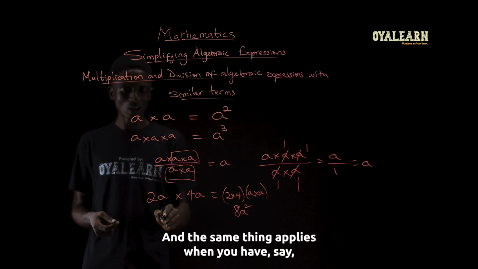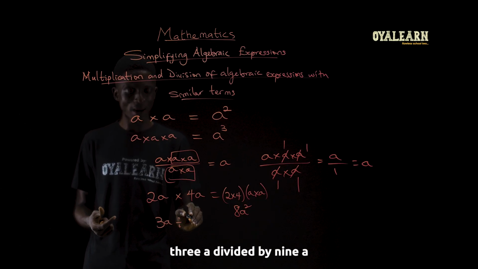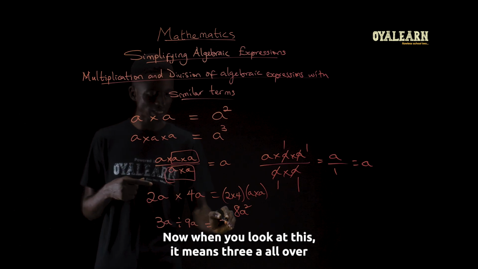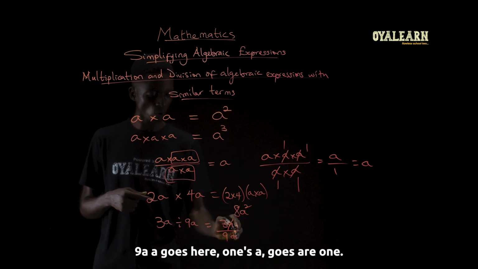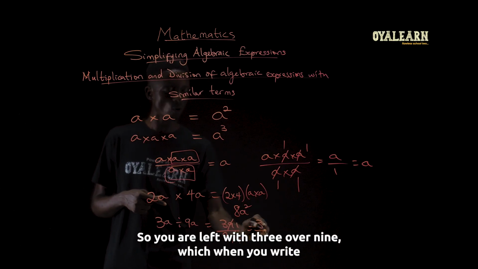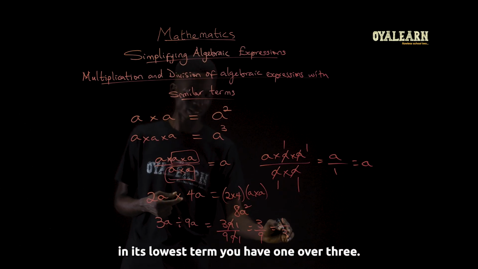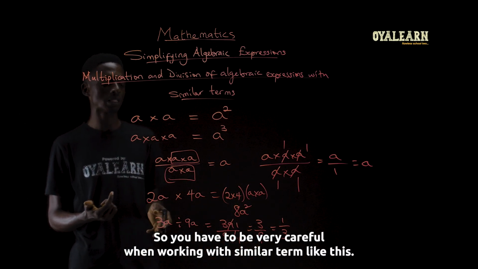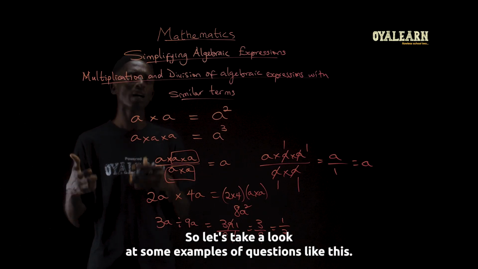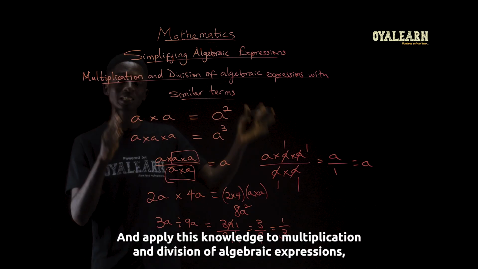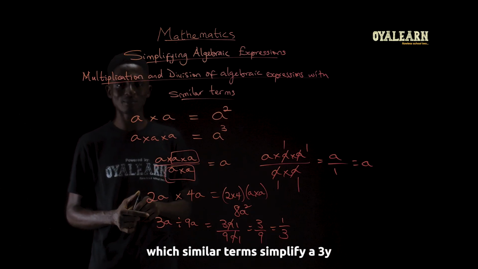And the same thing applies when you have, say, 3a divided by 9a. Now, when you look at this, it means 3a all over 9a. A goes here once, a goes here once. So you are left with 3 over 9, which when you write in its lowest term, you will have 1 over 3. So you have to be very careful when working with similar terms like this, and then you are multiplying or subtracting them. So let's take a look at some examples of questions like this and apply this knowledge to multiplication and division of algebraic expressions with similar terms.